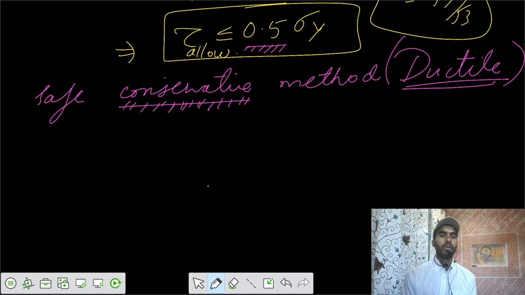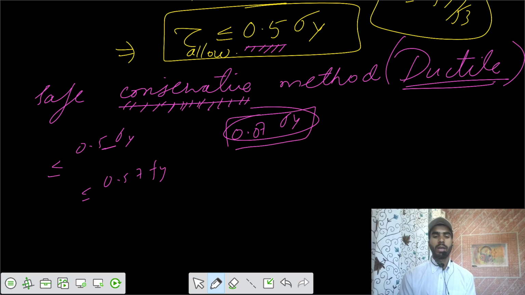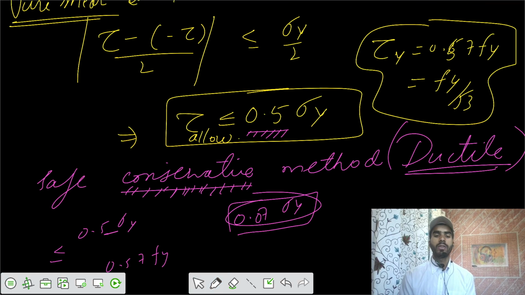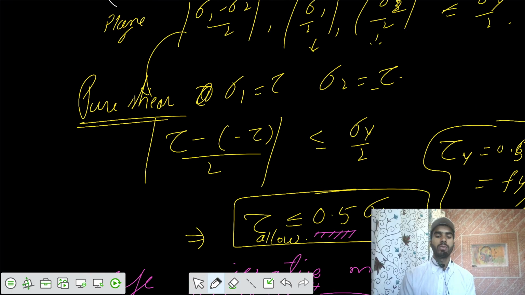So it says that you don't use that 0.07 sigma y, the difference. It says you use 0.5 sigma y and less than that. You don't use 0.57 Fy. So it underestimates that value by 0.07. So we can say this gives conservative results for ductile material. That means we can use this method, this theory, for ductile material, and for the pure shear case also we can use this method.